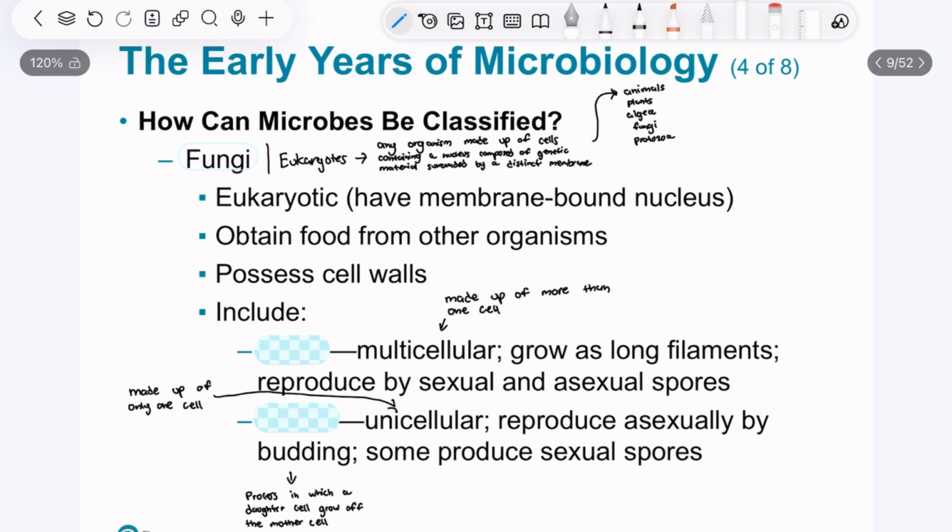And fungi include these two subgroups, which are mold and yeast. Molds are multicellular, meaning that they are made up of more than one cell. They grow as long filaments and they reproduce by sexual and asexual spores. We then move on to yeast. Yeast are unicellular, meaning that they are made up of one cell only. They reproduce asexually by budding. Budding is a process in which a daughter cell grows off the mother cell. And some produce sexual spores.